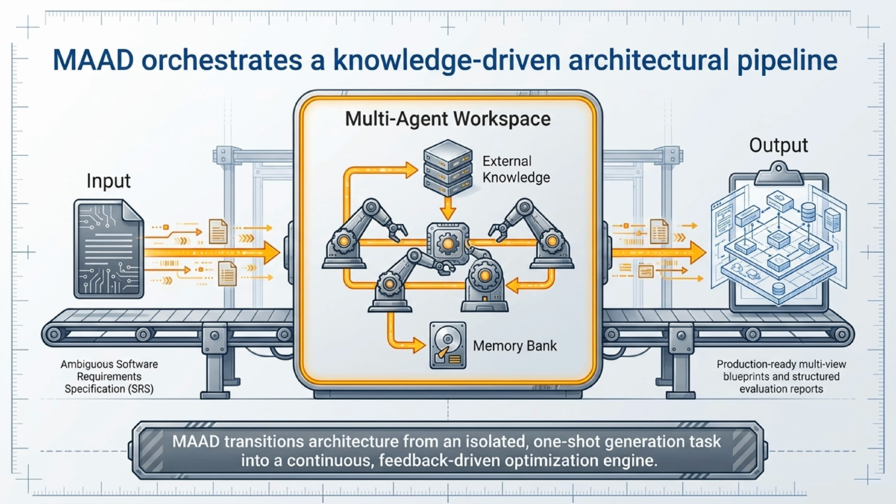So, how does it work? MAAD orchestrates a knowledge-driven architectural pipeline. It takes an ambiguous software requirements specification, or SRS, as its input. This document enters a multi-agent workspace, acting like a robotic assembly line equipped with external knowledge and a dedicated memory bank. What comes out on the other side? Production-ready multi-view blueprints and structured evaluation reports. Essentially, MAAD transitions architecture from an isolated, one-shot guessing game into a continuous, feedback-driven optimization engine.